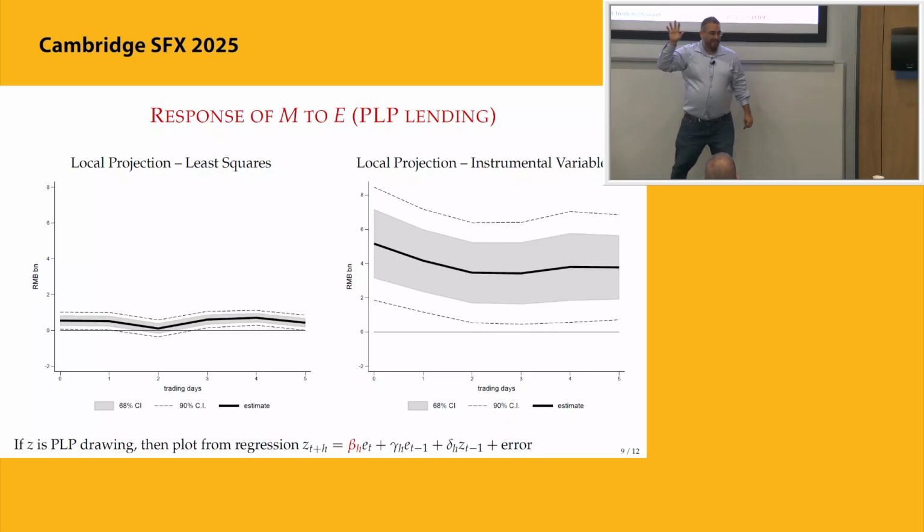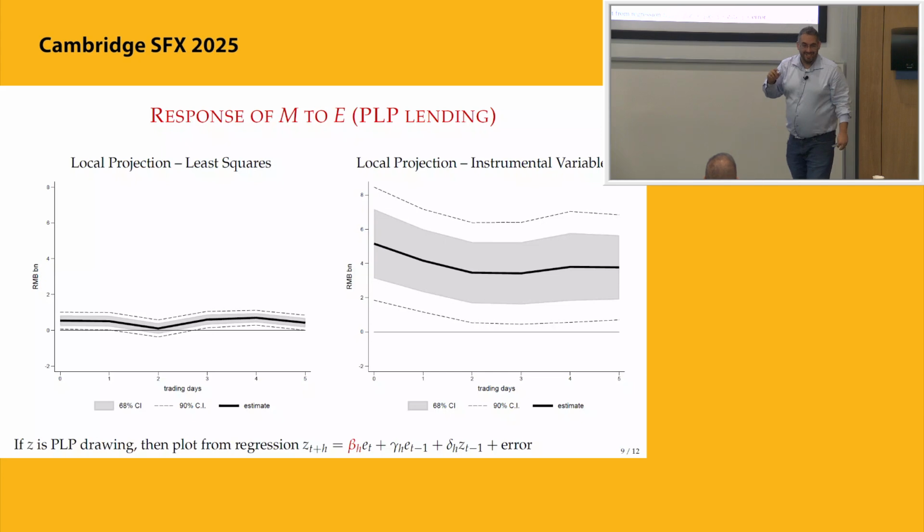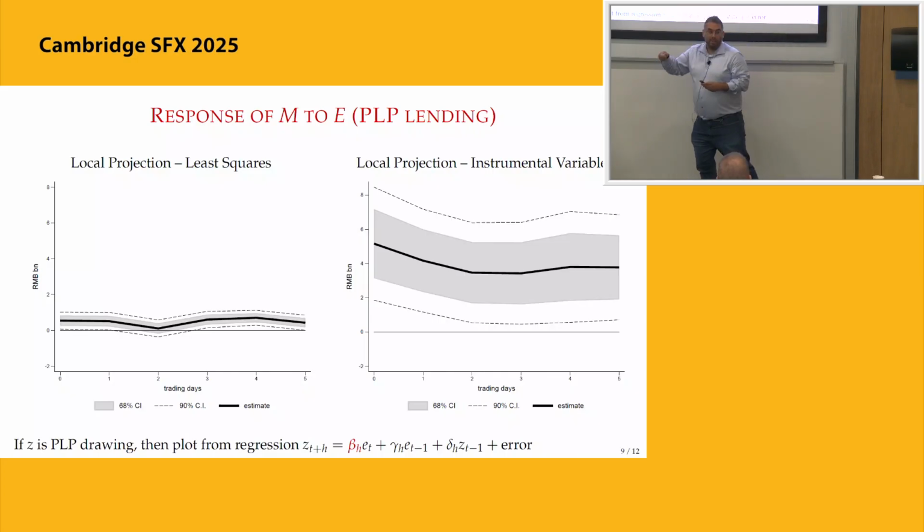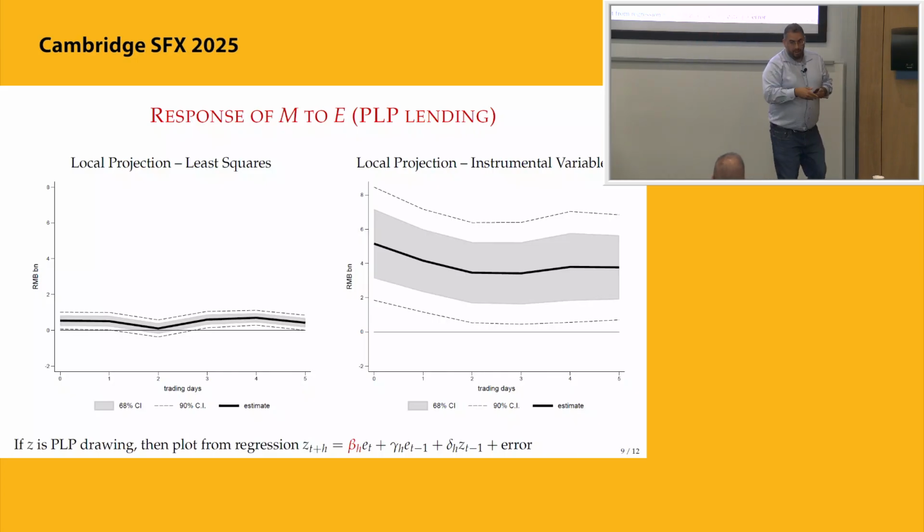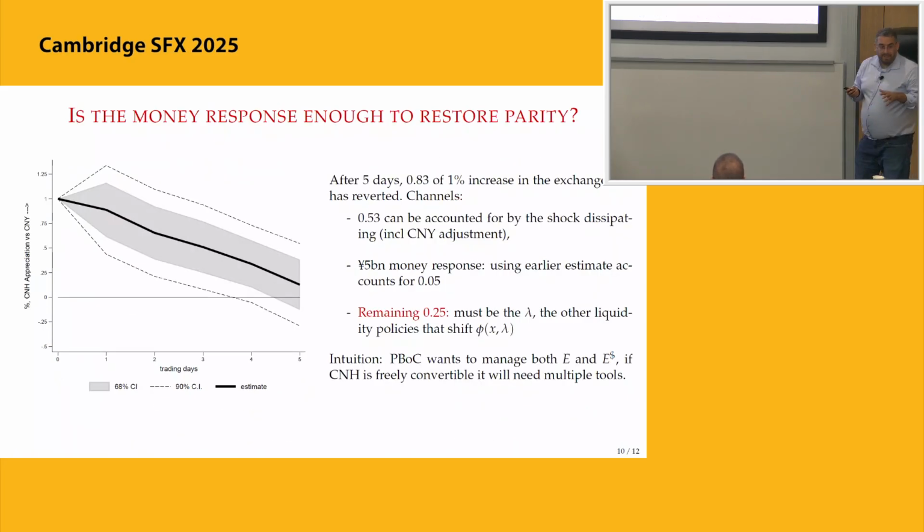We had Paul a few presentations ago saying it should be biased towards 0. It is. We're getting that result from this. And so we're seeing this 5 billion yuan expansion in response to a depreciation of the exchange rate. Is that enough to restore parity? And actually, you just run through the numbers. The answer is no. Actually, it explains a sixth of the response.